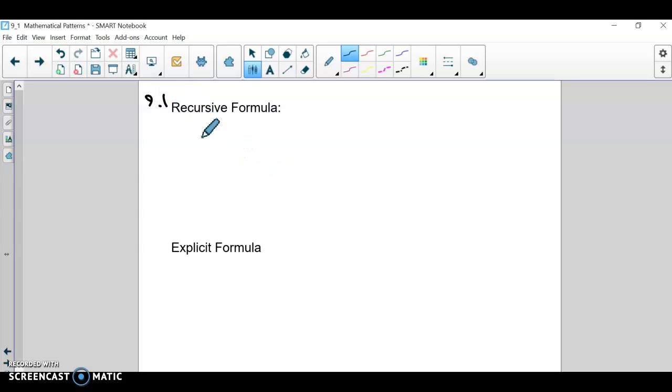Okay, so a recursive formula defines two things. It defines a starting point for our sequence, which is called a1. So let's say a1 is 14. And then it'll say how to get more terms using the previous term. It'll say a sub n, and then it'll use the previous term, which is called a sub n minus 1, which just means the term that comes before n. So if we have a sub 4, then we're going to get a sub 4 using a sub 3, the one that came before.